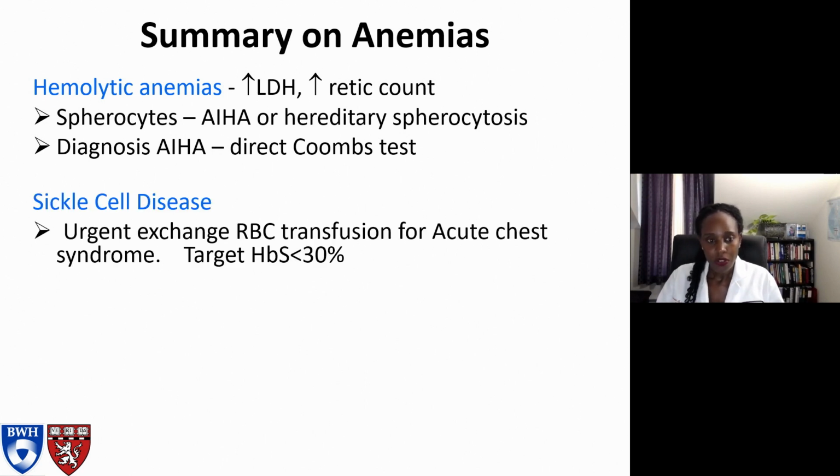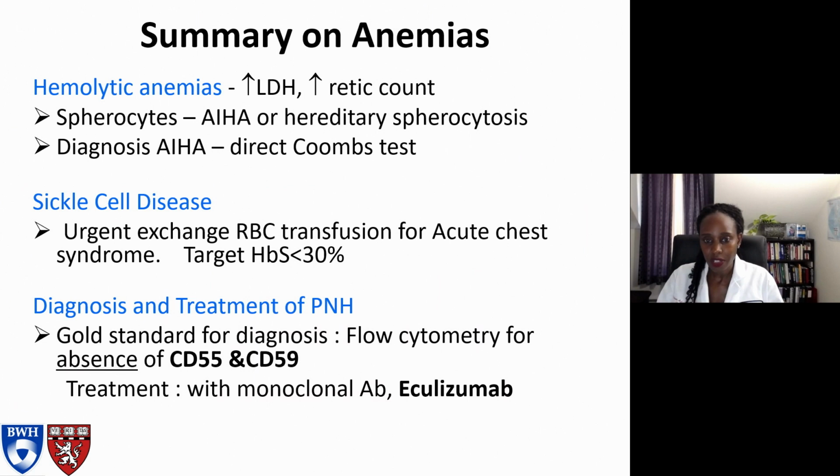We talked about sickle cell disease, urgent exchange, and acute chest syndrome with a target hemoglobin S of less than 30%. And we talked about PNH, where the gold standard for diagnosis is flow cytometry looking for the absence of CD55 and 59. And treatment is with a monoclonal antibody, eculizumab.